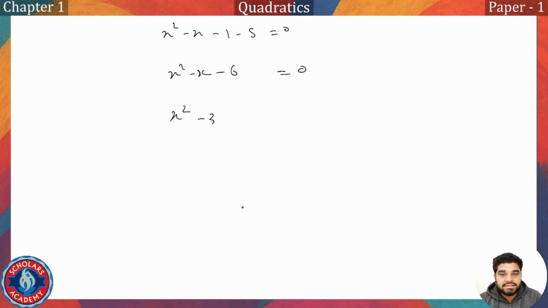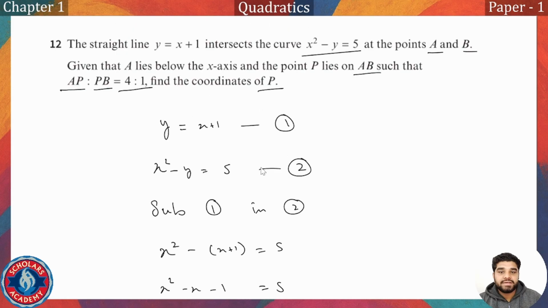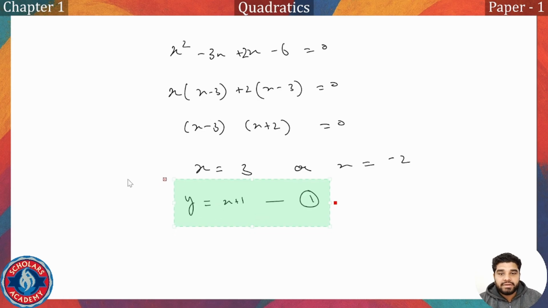Those can be x² minus 3x plus 2x minus 6 is equal to 0. Taking x common, x minus 3, taking 2 common, x minus 3 is equal to 0. So (x minus 3)(x plus 2) is equal to 0. x is equal to 3 or x is equal to negative 2. These are the two values for x. And if I substitute these two values in equation number 1, I can get my values of y.